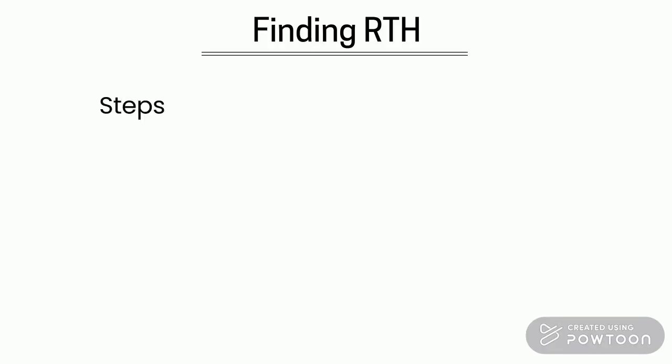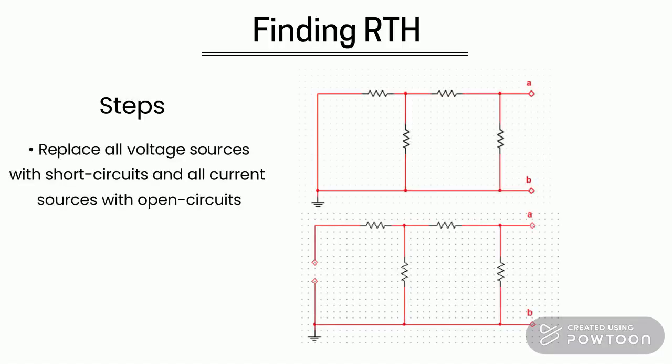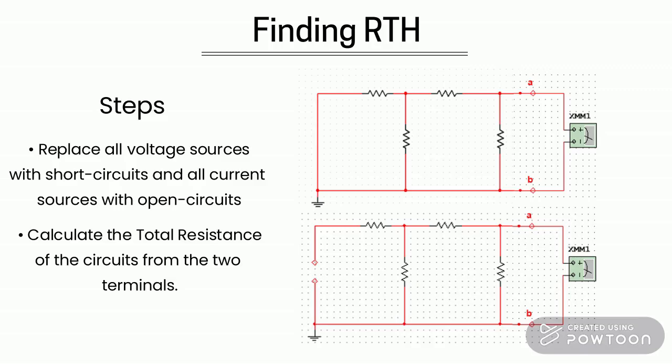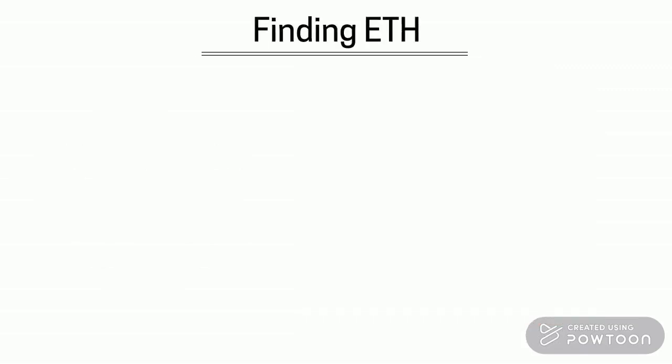To find R Thevenin, we must first short-circuit all voltage sources and open-circuit all current sources. Then we find the resistance of the circuit by measuring the resistance across the two marked terminals. The third step is to find the E Thevenin.